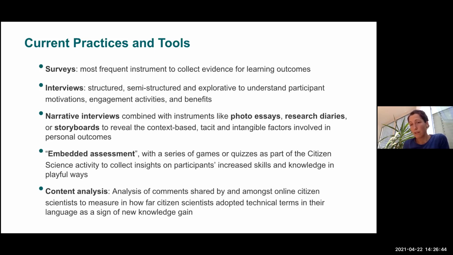So we find a kind of embedded assessment where the citizens, as part of their task, for instance fill in a quiz, and then we can see, okay, they understand the topic better now. Or we find also that some projects start to analyze the discussions of the citizens who are involved in their projects and see if they start to use wording that is related to this new topic. If we can see that they use new terms, that shows that they have increased knowledge. So there are different practices and tools applied.